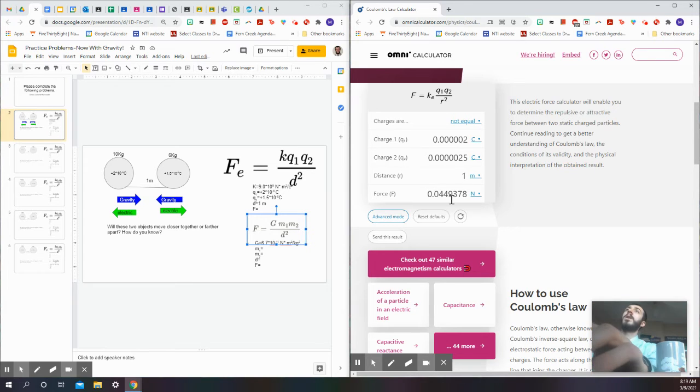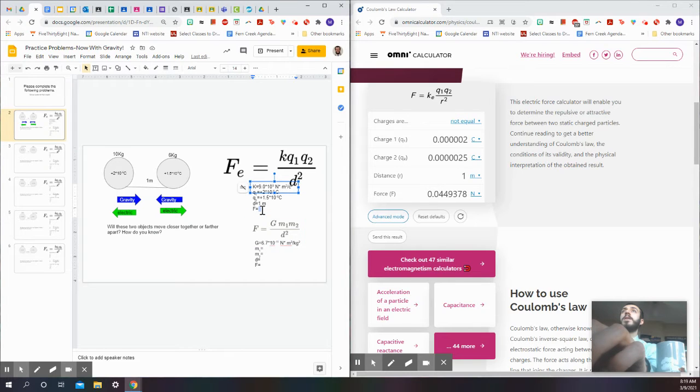I'm going to say 1 meter. And this is our force electric. So the force of electric is going to be 0.0449. You can convert that to scientific notation if you'd like. If you convert this to scientific notation, I'm going to move this decimal point over 1, 2 times, and you get 4.49 times 10 to the negative 2.